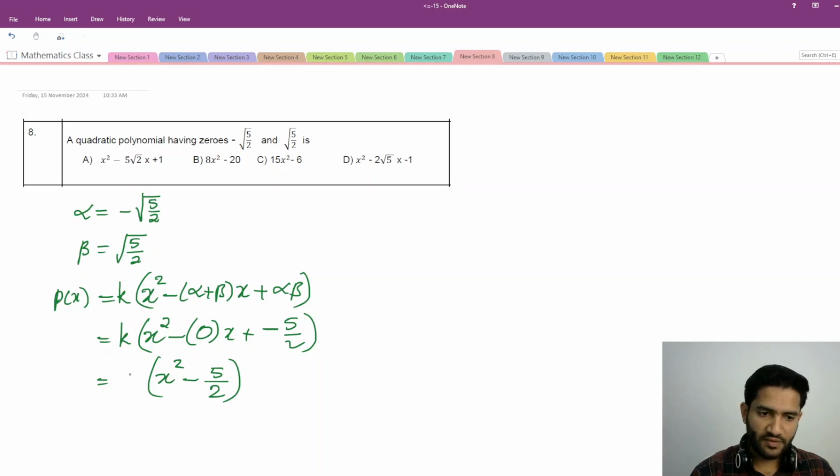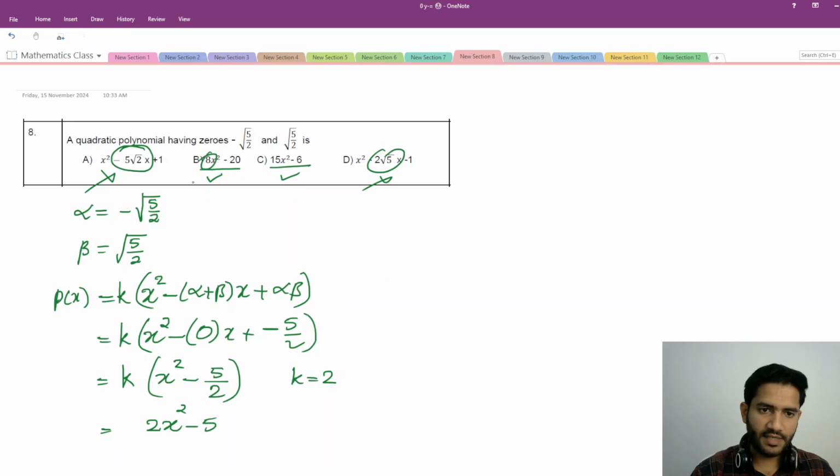We can also multiply with a constant. Here, the coefficient of x is 5 by 2 minus 5 root 2. Not possible. The coefficient of x is 0. So we can use this one, but this is not possible. Now from these two, look at here, x square minus 5 by 2. If you multiply with 2, what will happen? It will be 2x square minus 5, if we are multiplying with 2. But it is not there in the option.